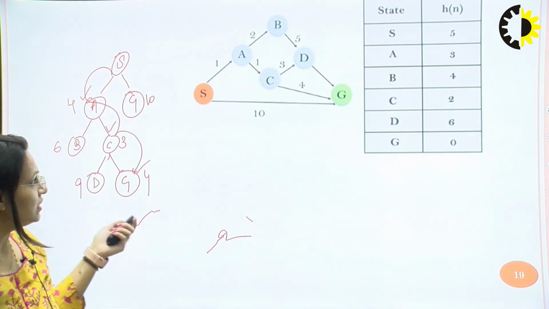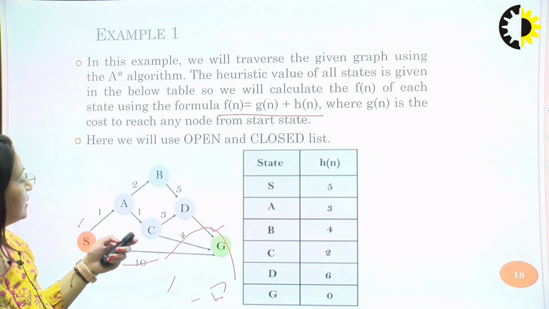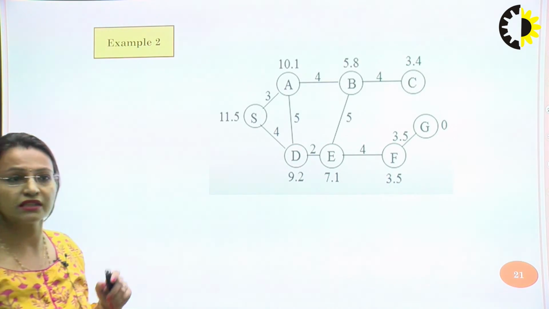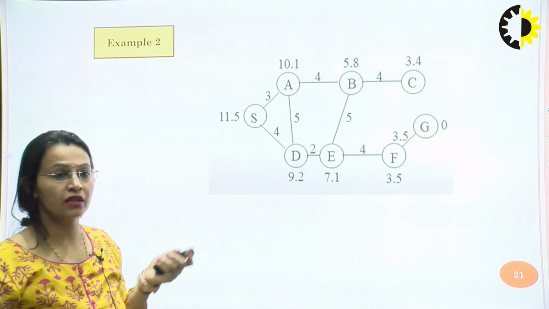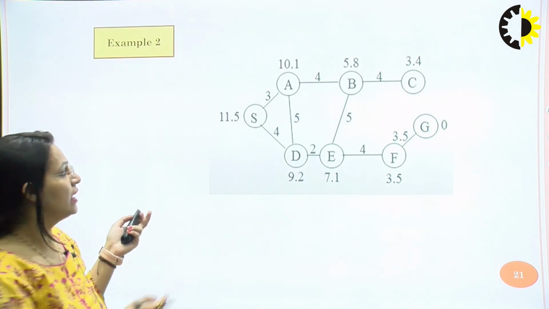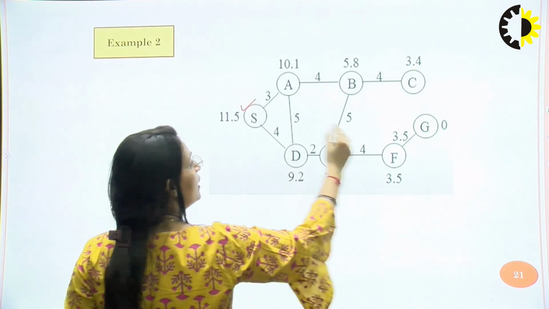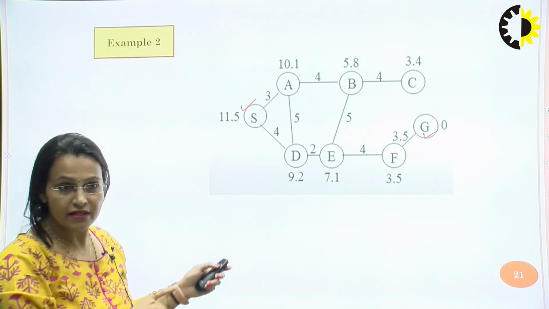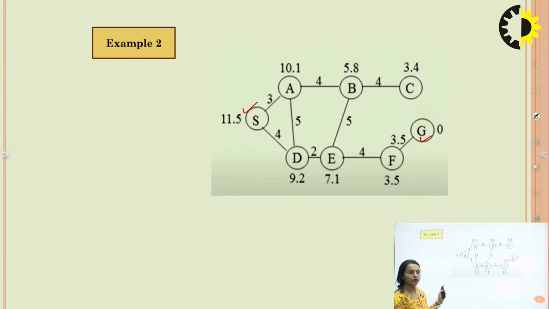So this is basically how I solved this. Then again, you can go with this example, you can solve this example on your own, and you can answer me in the comment box what will be the path. Here S is the start node and G is the goal node. So I have to use the A star algorithm. I have to use both the Gn as well as the Hn.